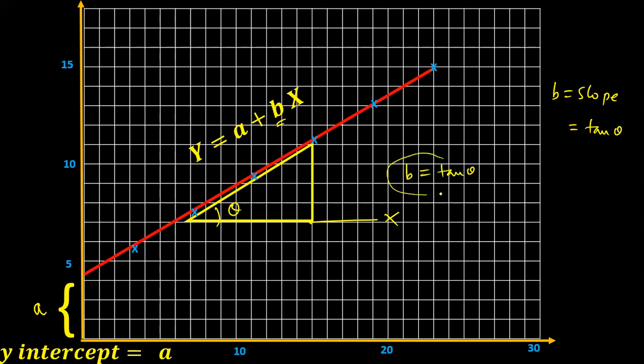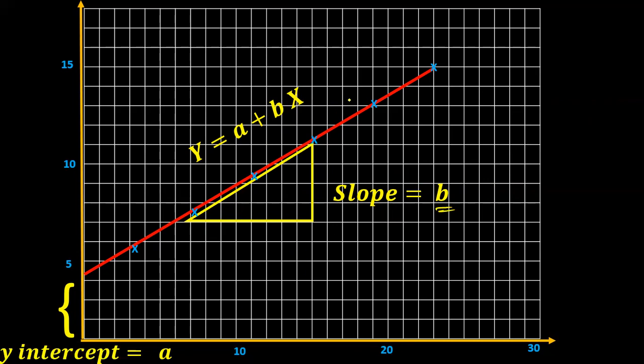So B is usually tan theta. I should know what A and what B are, then I'm going to proceed. Slope is B, and A is the intercept. So we want to find out A and B to fit a straight line. Now, how to fit a straight line? We should be finding out A and B here.